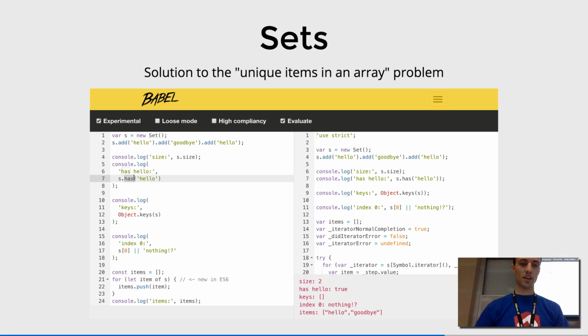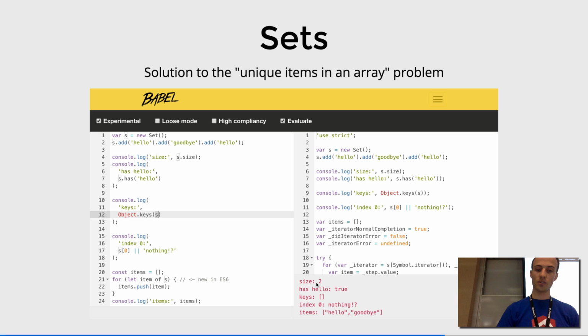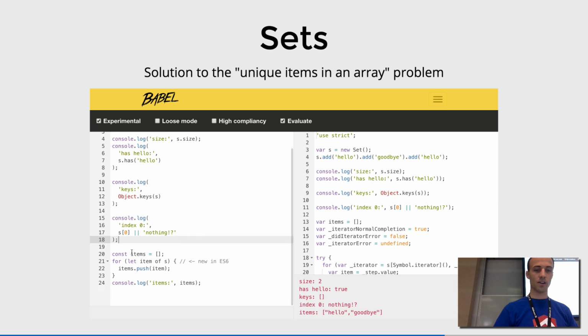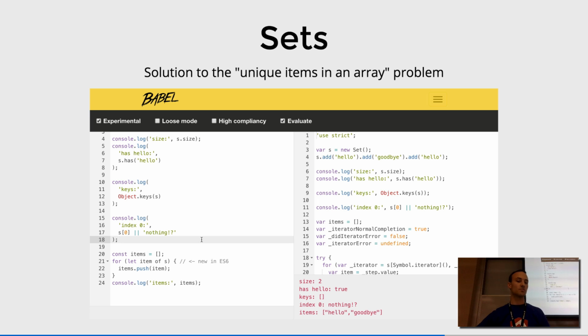But in sets you have has, and with Object.keys on a set, you don't get any keys. So you don't get your 0, 1, 2. They're not indexed the same as arrays are, so there's no item at index 0. The way that you pull items out of it is you use the new for of syntax in ES6, which takes an iterable and iterates over its properties. And so set implements iterable. And so do generators, which is kind of cool, and a couple other new things.